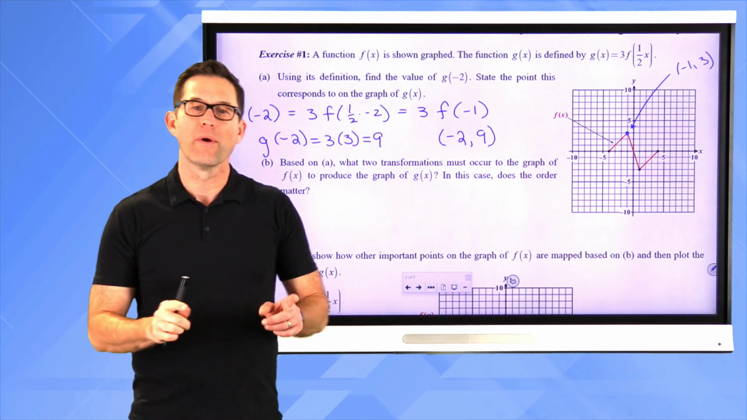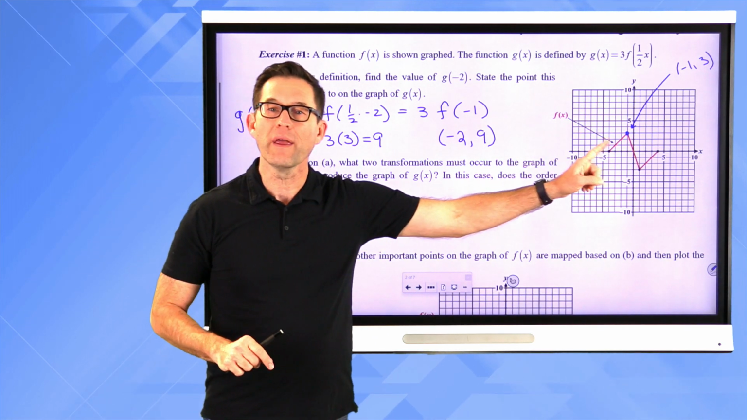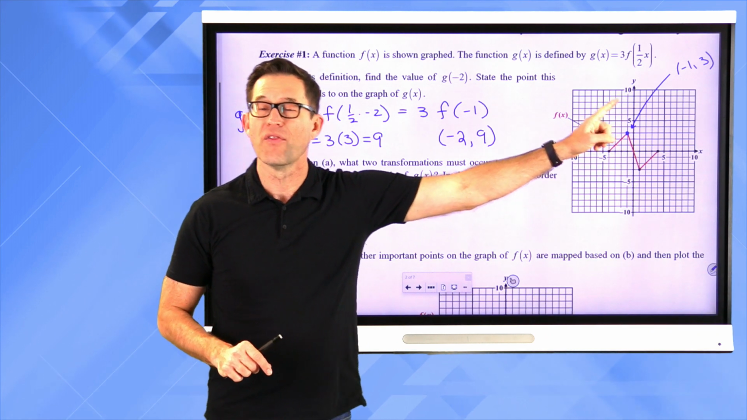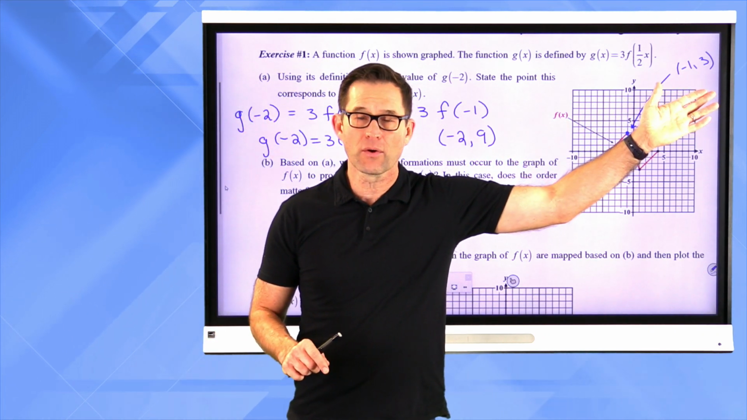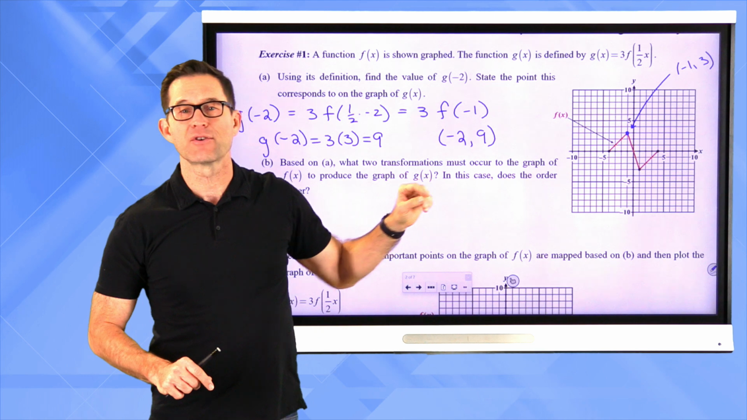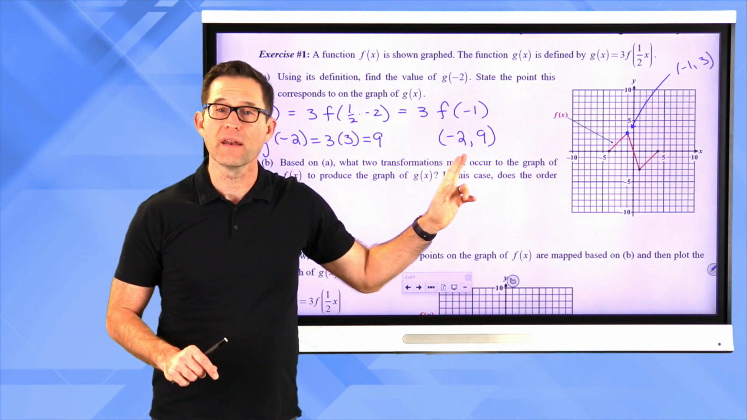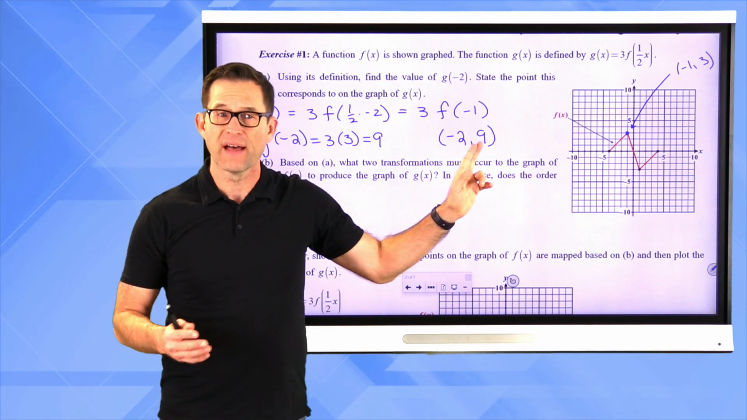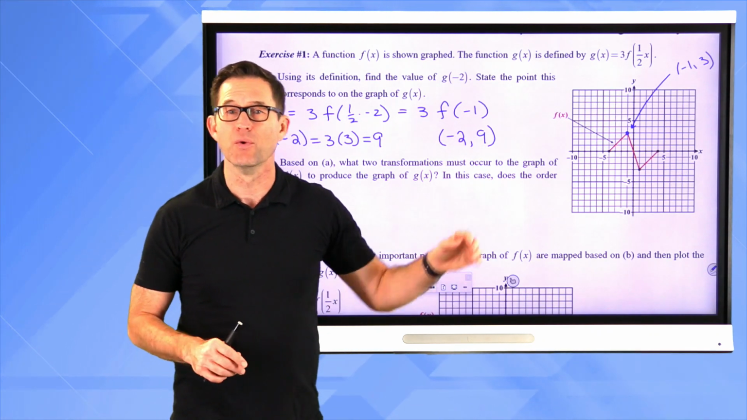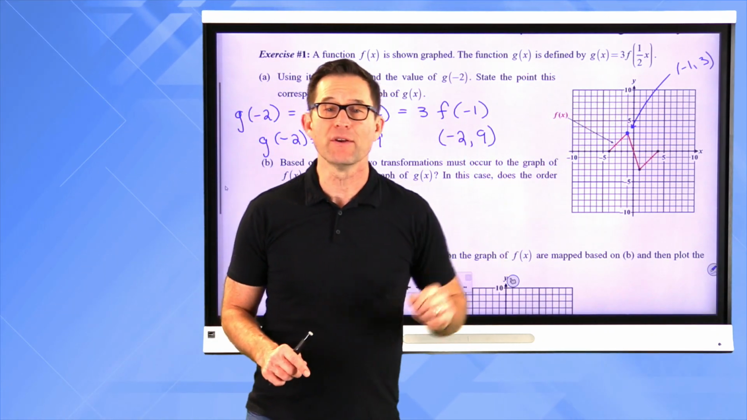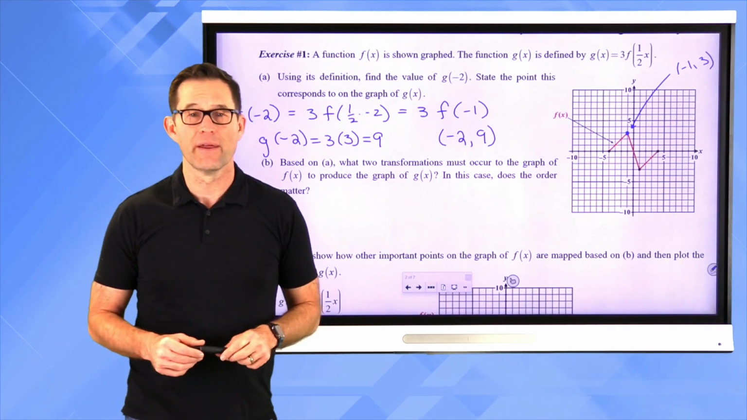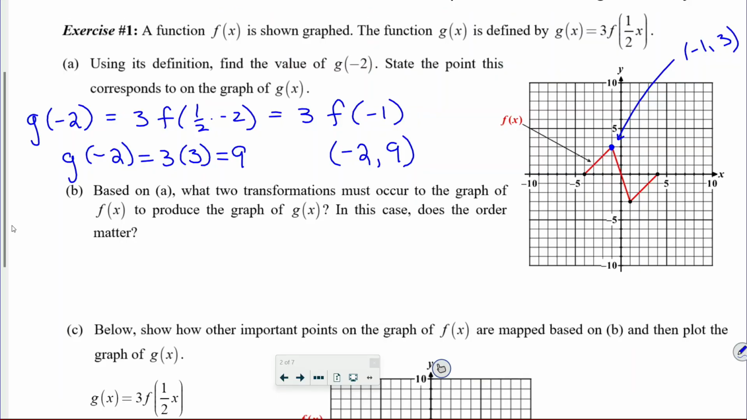But even more to the point, what that means is that the point (-1, 3), that particular point on the graph of f of x, really got transformed into the point (-2, 9). That's where that point got mapped to through these transformations. And that gives us a key to letter B. Based on A, what two transformations must occur to the graph of f of x to produce the graph of g of x? In this case, does the order matter?